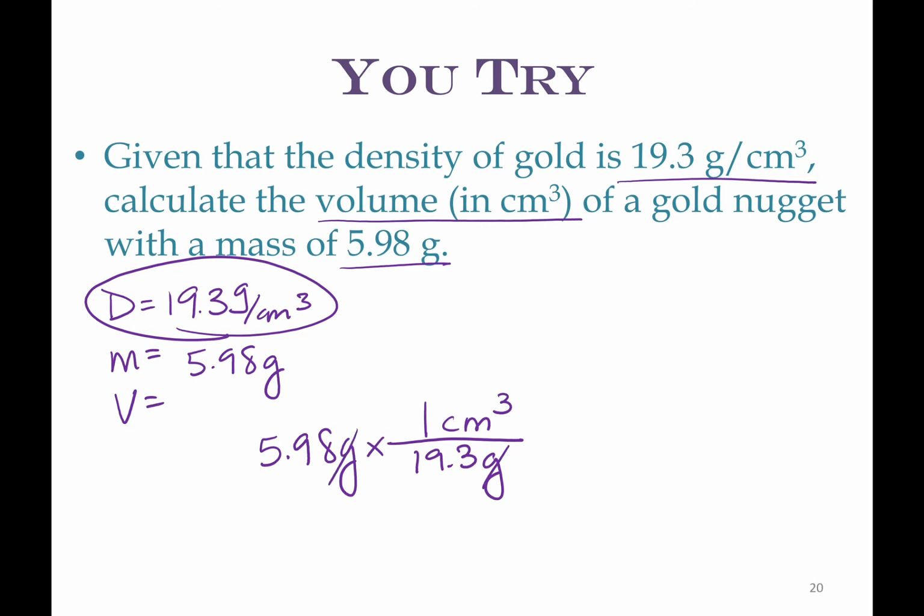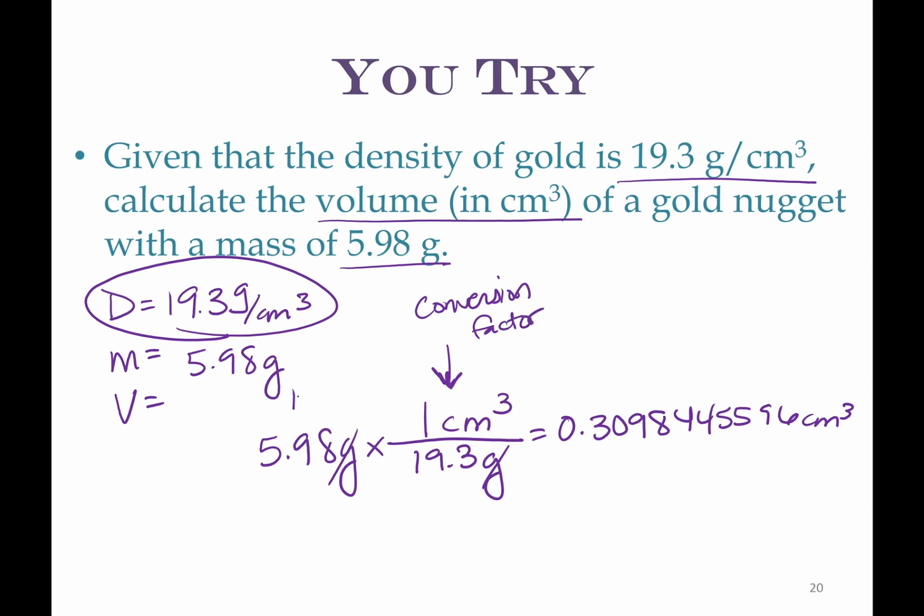So 5.98 divided by 19.3 gives us 0.3098445596 and centimeters cubed. So this is called dimensional analysis. This is my conversion factor. And this is the number given in the equation. So I take this, I do the math.